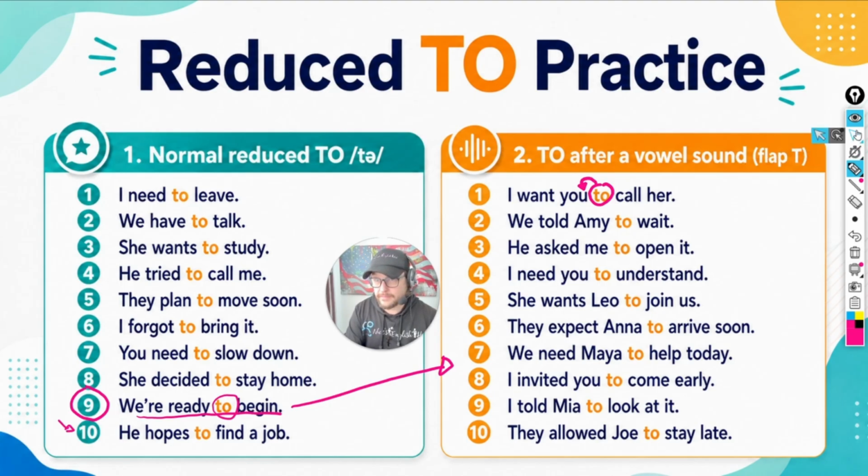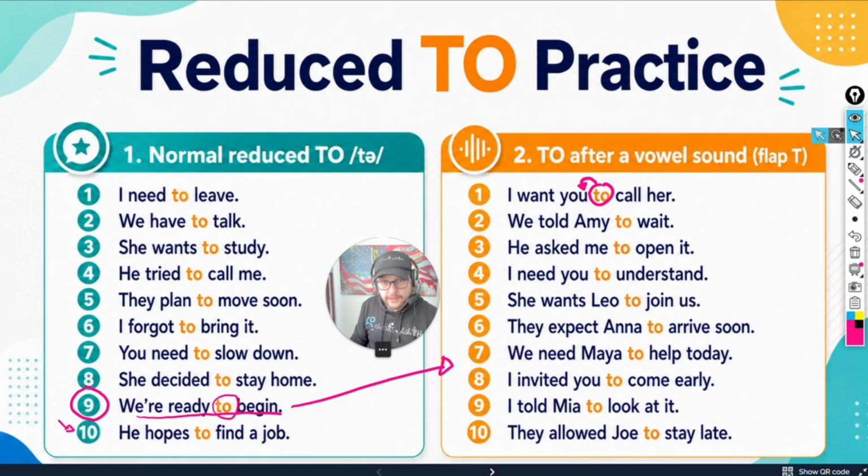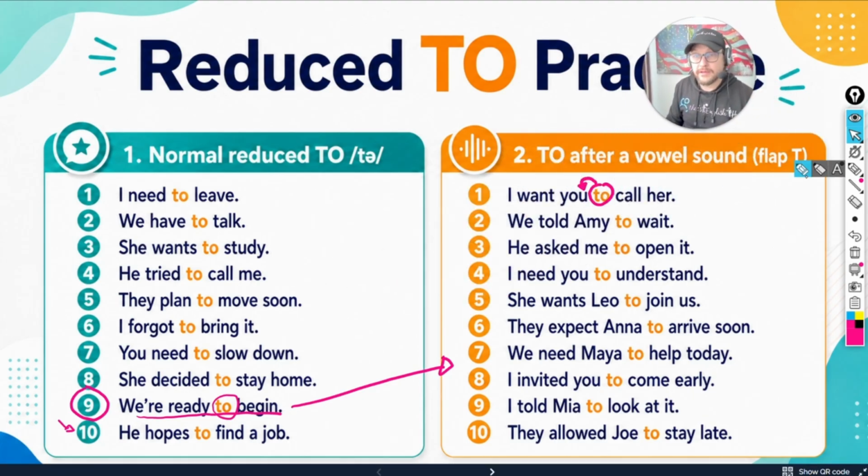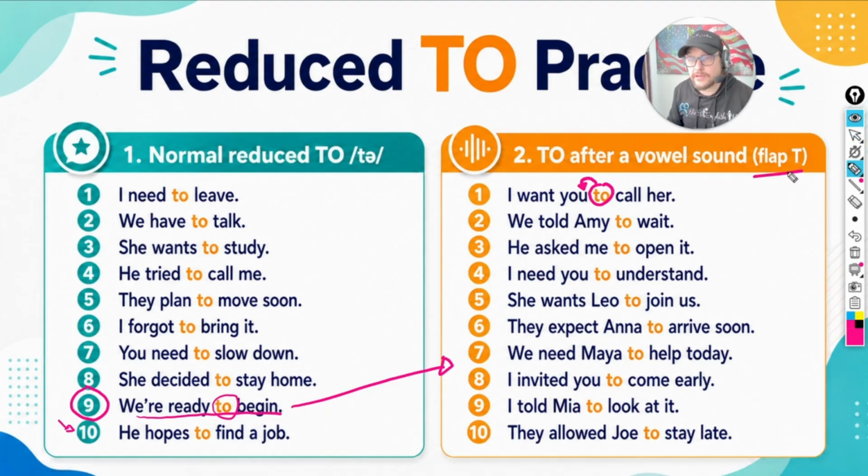Let me get myself out of here. One second. Put myself over here somewhere. There we go. I'll put myself up there. So whenever it comes after the vowel sound, the T is going to turn into a flap T.